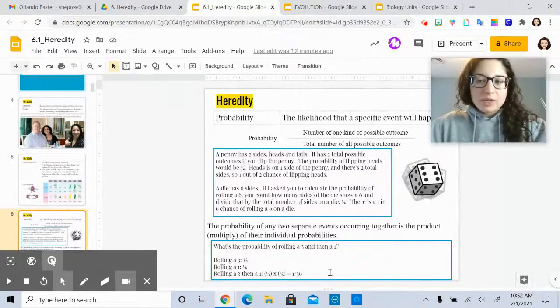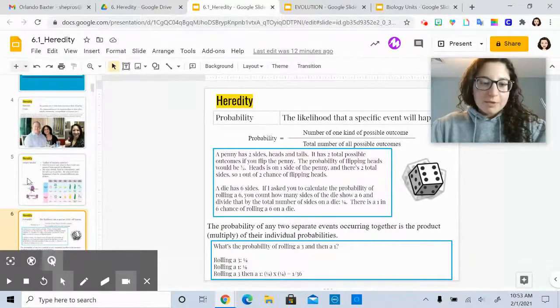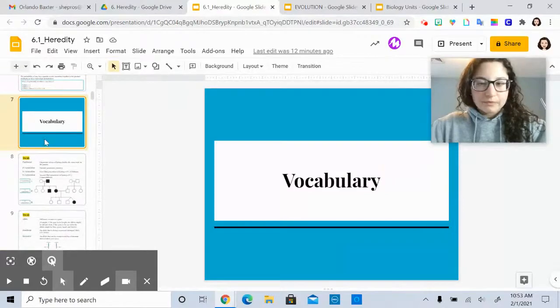So 1/6 times 1/6. When you multiply 1/6 by 1/6, you get 1 out of 36. So remember, when we are multiplying fractions, you multiply the numerators, the 1, so 1 times 1 is 1, and then you multiply the denominators, the bottom, so 6 times 6 is 36. That's where we're getting this probability from.